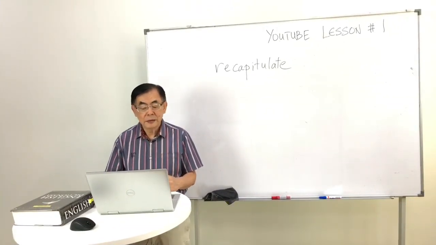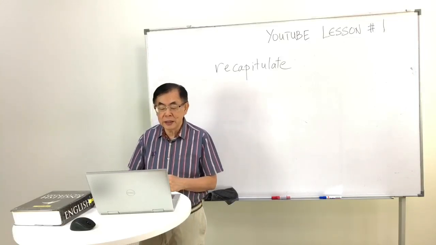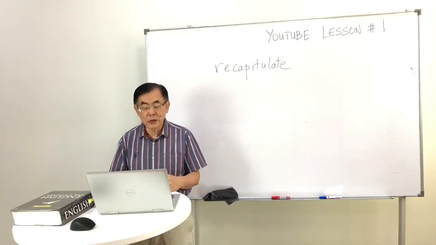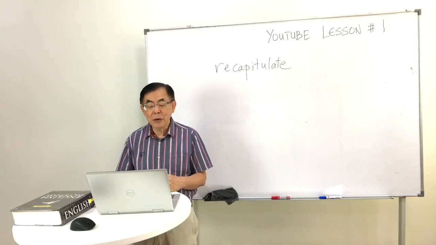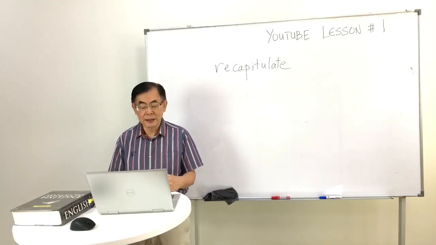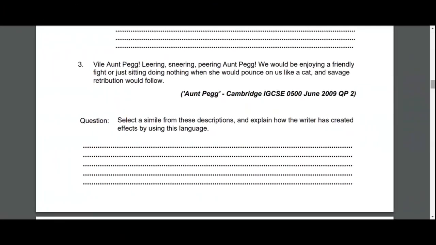Obviously, there's only one simile in this exercise, in this question 3. Pounce on us like a cat. So explain how the writer has created effects by using this language. Okay?